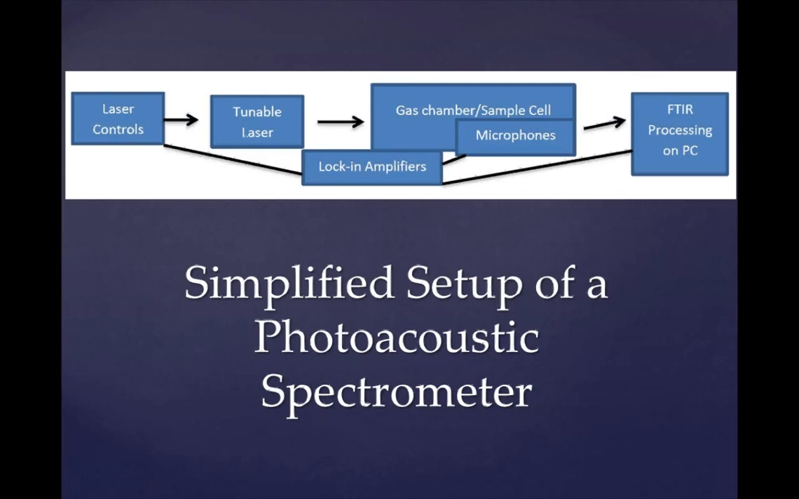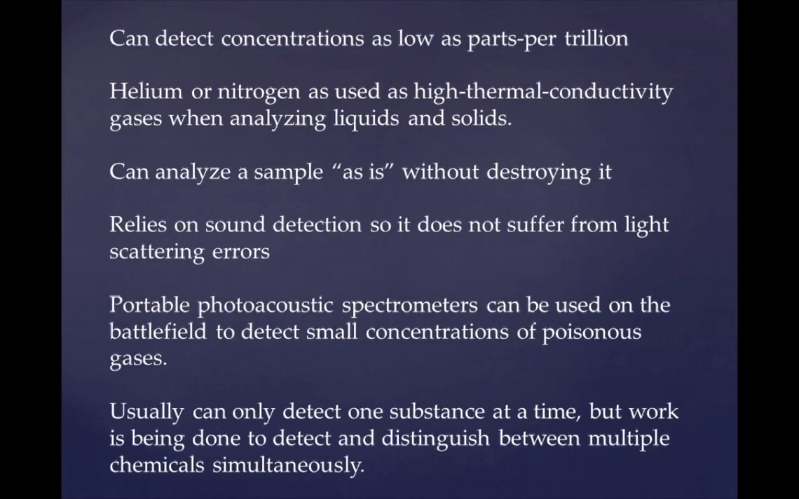Microphones hooked up to the lock-in amplifiers pick up the sound, and the data is processed by the Fourier transform in the computer. As it turns out, photoacoustic spectroscopy can be used to detect very small concentrations of gases down to the parts per billion and even parts per trillion. But as stated earlier, photoacoustic spectroscopy is not only for gases. It can be used to analyze blood, skin, eye lenses, tumors, and even drug-laced tissues. Also, it can be used on other liquids and solids.